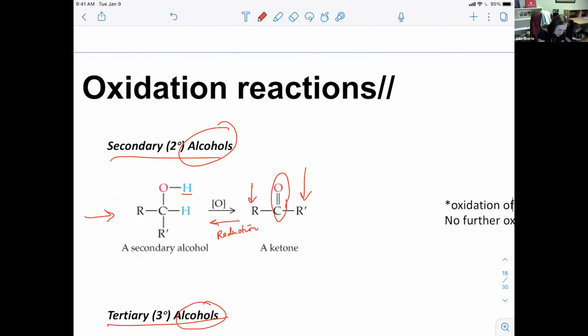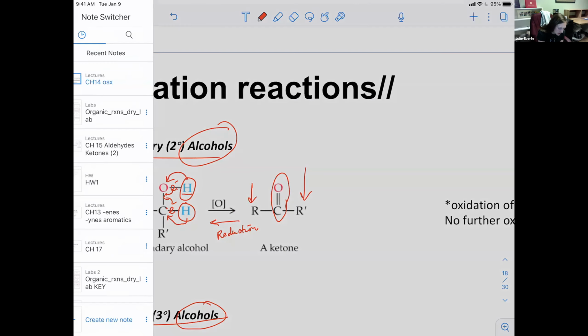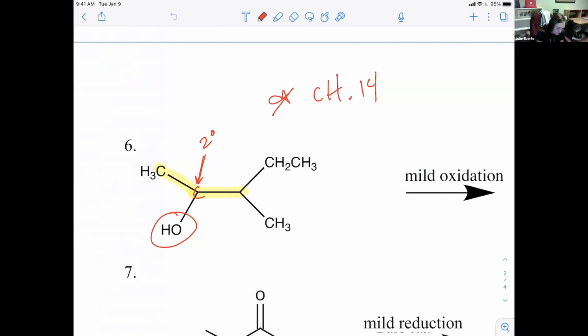There's a hydrogen bonded to this O, which is what makes it the OH. There's also a hydrogen bonded to that carbon. On a secondary alcohol, we remove both of these, and 1 electron from here and 1 electron from here form our double bond. You don't have to draw the electrons in, but look, there's a hidden hydrogen here, and then there's a hydrogen right here.